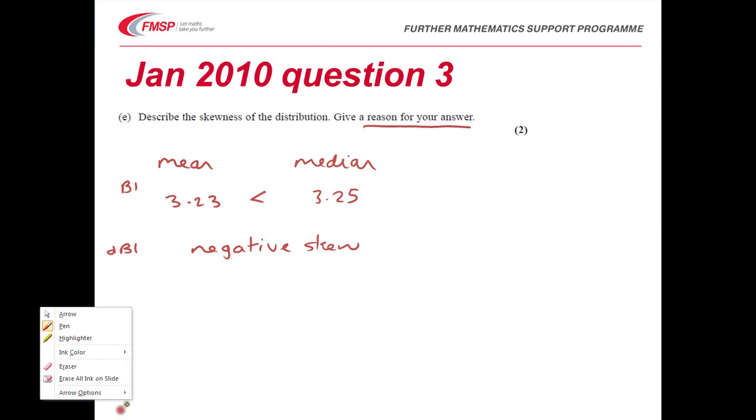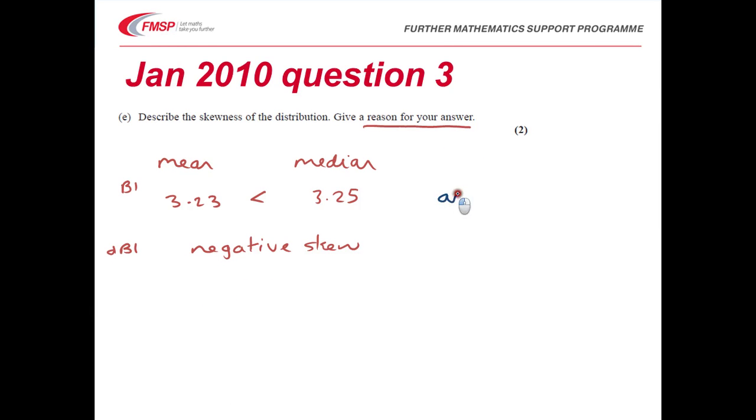Equally, because these numbers are so close, you could say this instead: that they are very close, so therefore symmetric. Both of those are absolutely fine, depending on how you view these numbers. That still would be B1 and then a dependent B1 there.